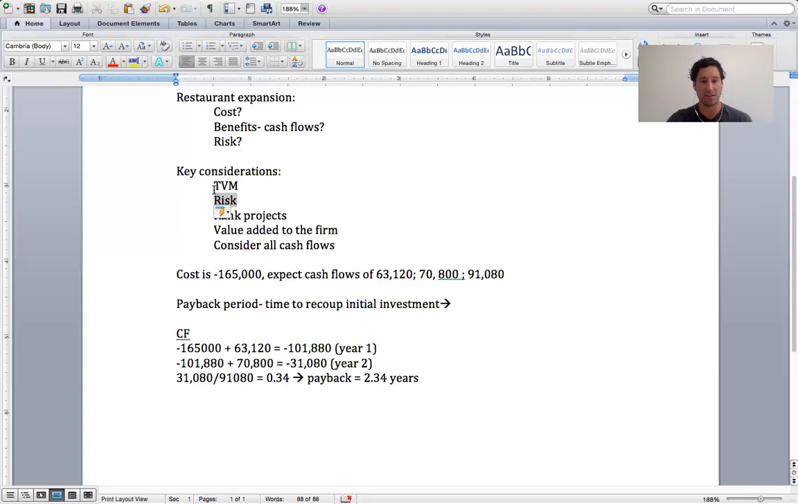Look at our considerations. Is time value of money considered? No. Is risk really considered at all? Not really. We don't know how these cash flows were estimated, but there's no other cost involved that are considering risk. I'll explain that more later. We could rank projects, I guess, based on how quickly they're paid back. So we could do that one. Value added to the firm, sort of, not really, and considers all cash flows. No, it considered part of this one, but not the rest.